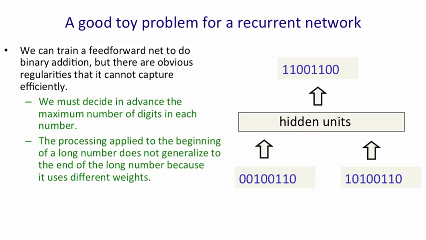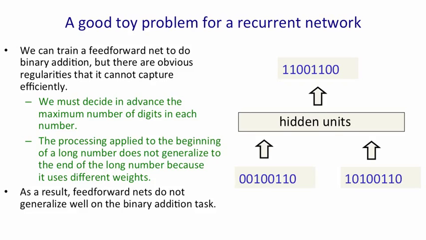And more importantly, the processing that we apply to different bits of the input numbers doesn't generalize. That is, when we learn how to add up the last two digits and deal with the carries, that knowledge is in some weights. And as we go to a different part of a long binary number, the knowledge will have to be in different weights. So we won't get automatic generalization. As a result, although you can train a feed-forward neural network, and it will eventually learn to do binary addition on fixed length numbers, it's not an elegant way to solve the problem.